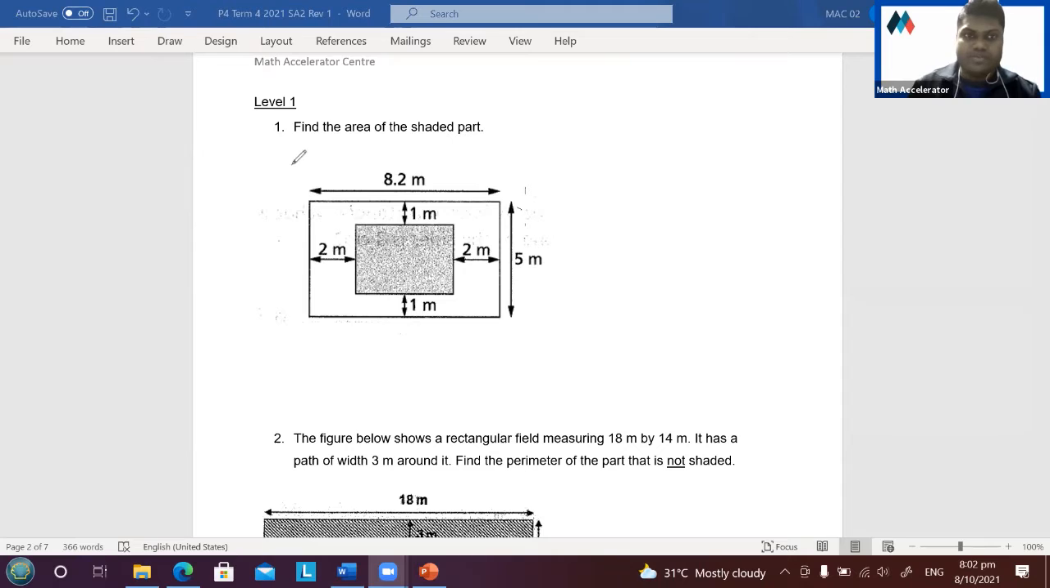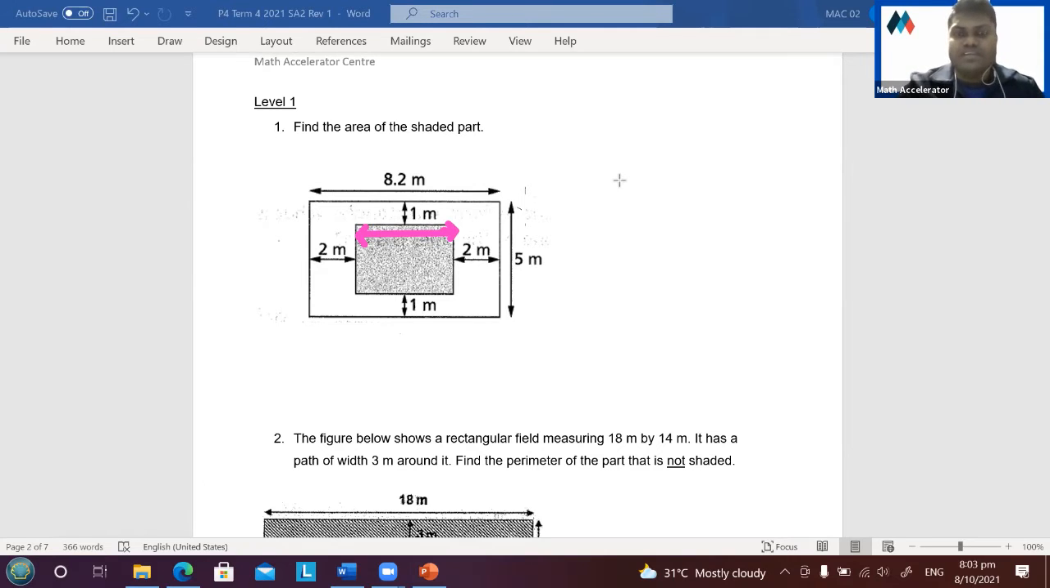Question 1. Find the area of the shaded part. How will you do this? First, find the area of the bigger region. Actually, you don't really have to do this. If you look at the border, it's 8.2 and 5 meters. Now I'm going to ask the class, what do you think the length over here is? Can you type in the chat? I just want to get a rough understanding.